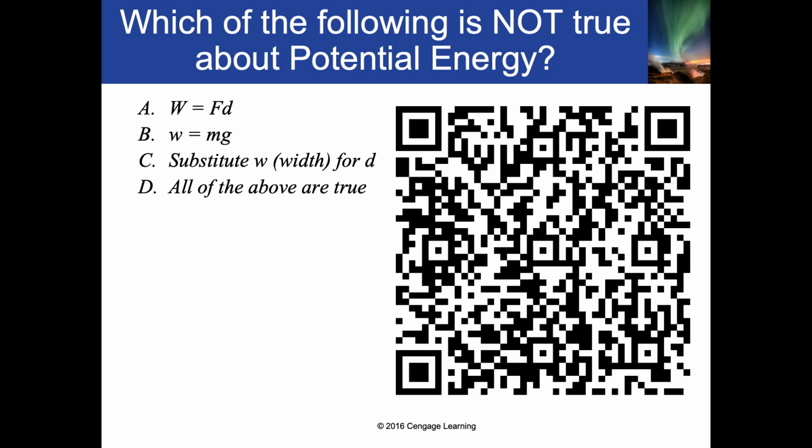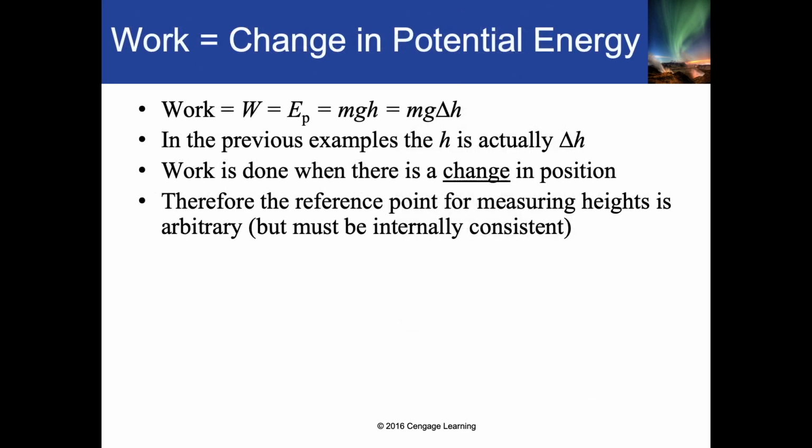Okay, so work equals the change in potential energy. So here we can say work equals EP, which is potential energy, which also equals mgh, which also equals mg delta h, the change in potential energy.